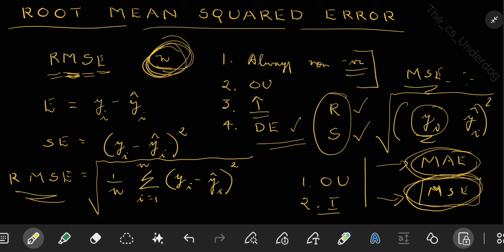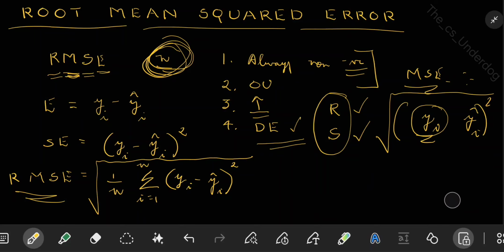Okay. Then one more problem is, we said it is easier to interpret because it is in the same units as the original unit. Whatever be the original unit of yi and yi cap, your final error is also in the same unit. But another angle of seeing interpretation is, how can you explain this to a layman? If you have a non-technical person and you want to explain this is my error, from that angle, how interpretable is this. This is where RMSE becomes even difficult to interpret compared to MAE or MSE.